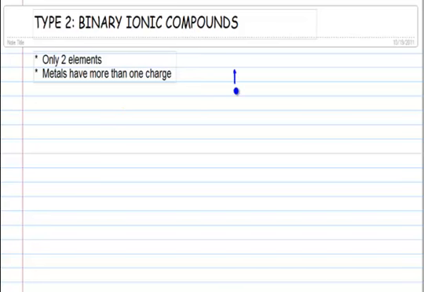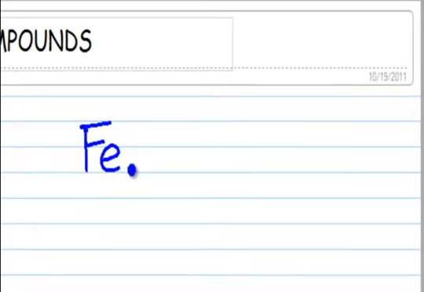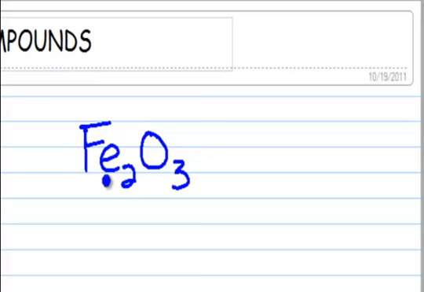Let's look at the first one. There's only two elements, so it's binary. The first element is a metal, it's iron. I look at its charges, it has a +2 and a +3 charge. There we go. It is type 2. You're going to have to use Roman numerals. So let's figure out which one of these two charges I'm using.